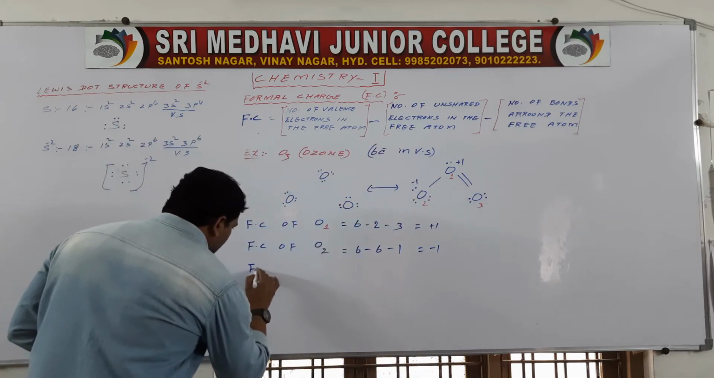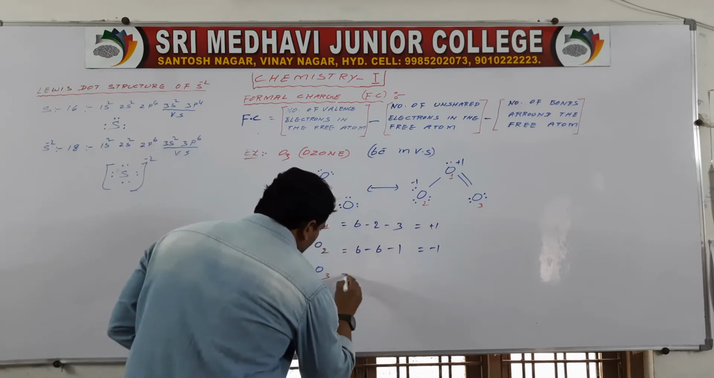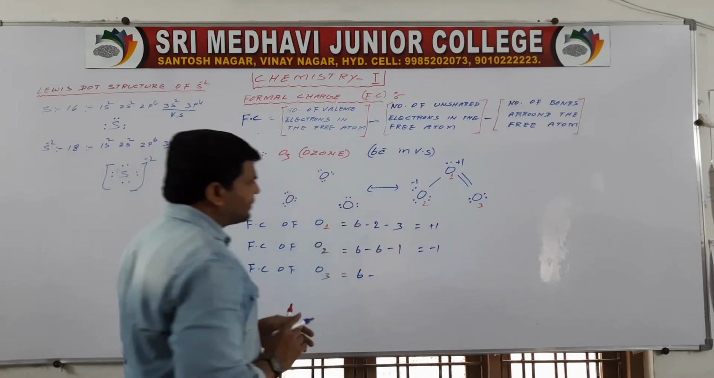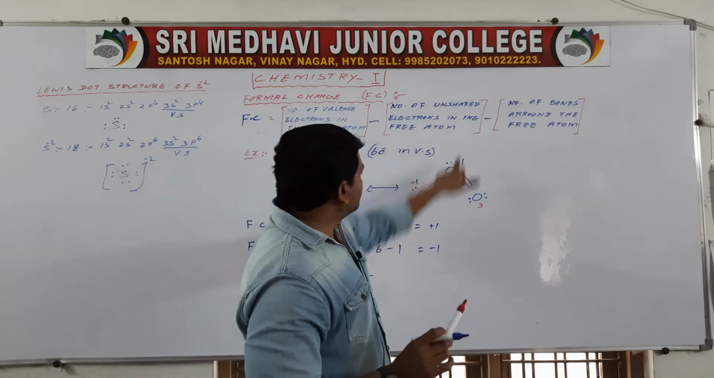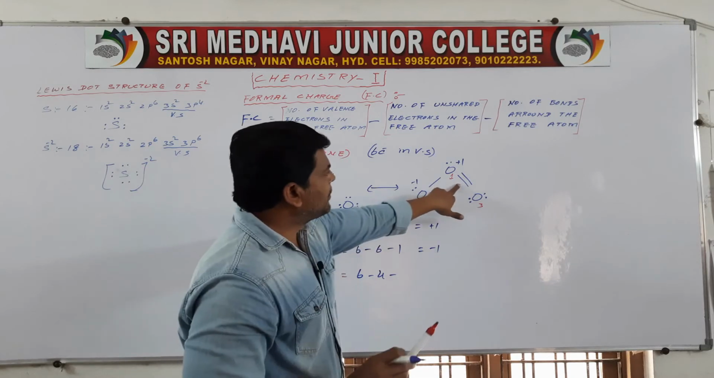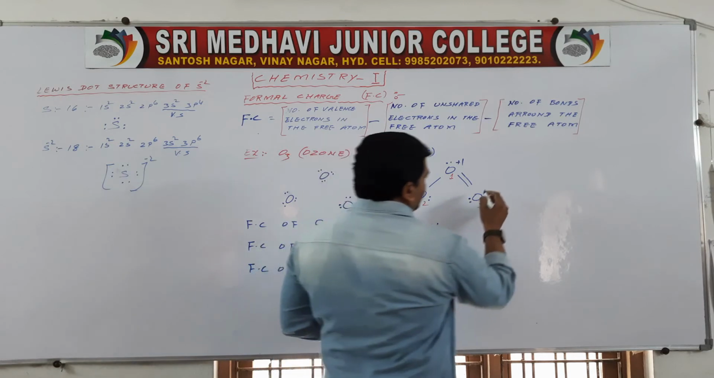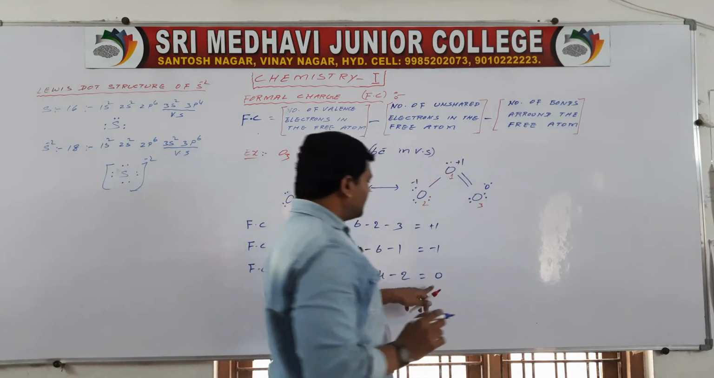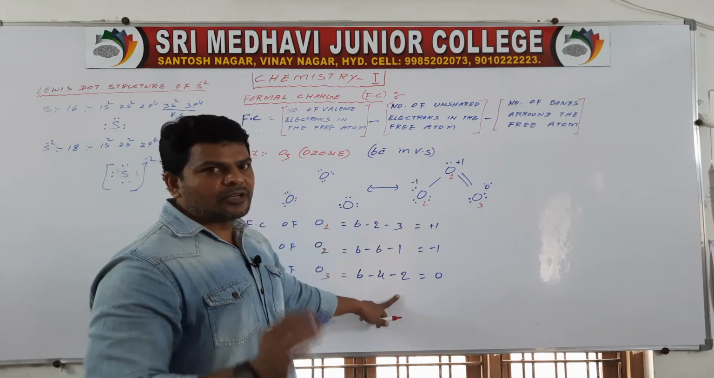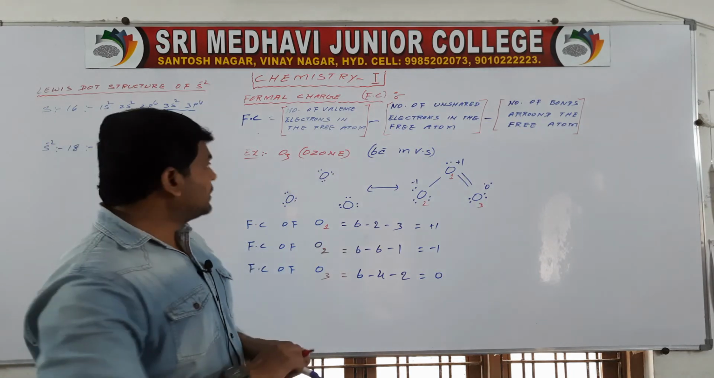Then Fc of oxygen 3, this one, how many valence electrons? 6, minus unshared electrons how many? 4, minus 4, bonds how many? 2, so this is equal to 0. Its formal charge is 0, means it neither loses nor gains an electron. It is nothing but a formal charge, important for Sept.